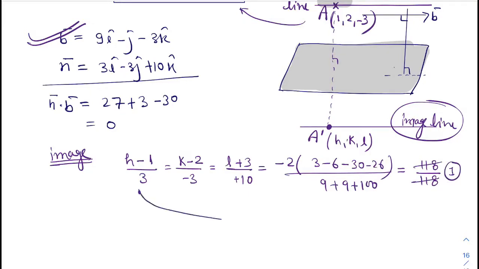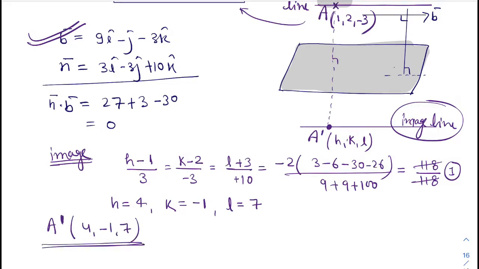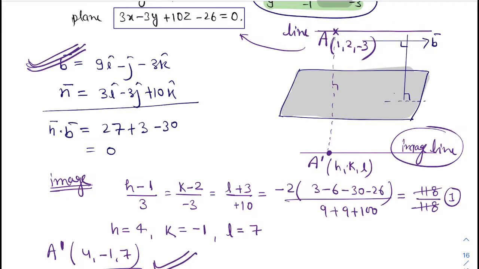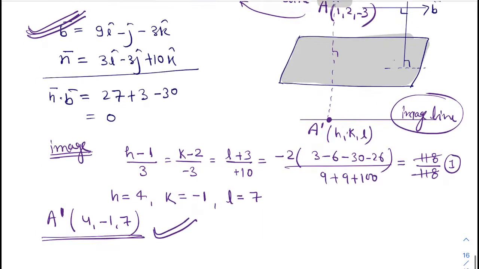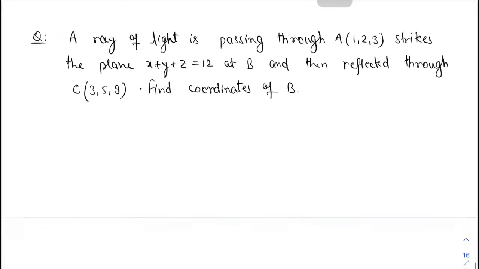So if I compare h minus 1 upon 3 to 1, I get h as 4, and similarly I get k as 2 minus 3, that is minus 1, and l as 10 minus 3, that is 7. So this image point, A dash, comes out to be (4, minus 1, 7). So I have a point on the image line, and I have the parallel vector of the image line. I can easily write the equation of the image line. I hope you are getting it. Let us move on to the next question.